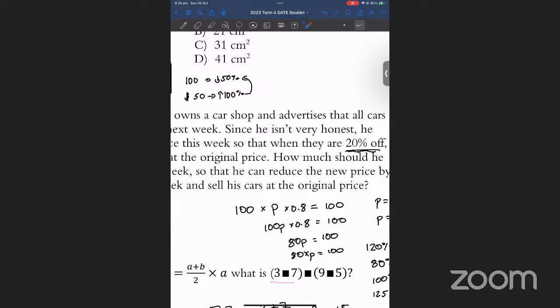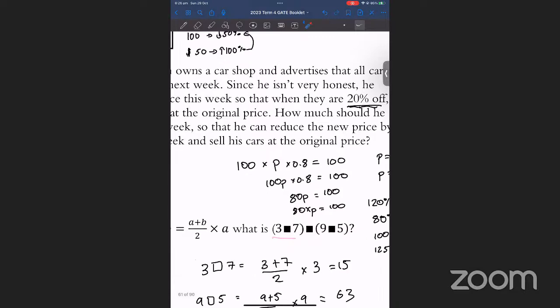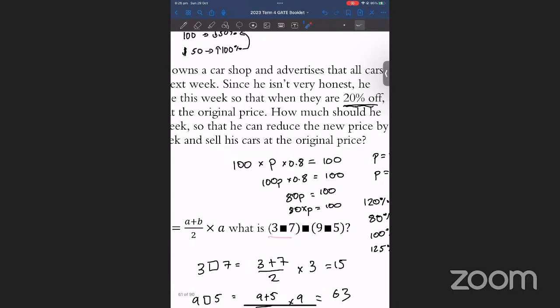80. So that's why it's 0.8. And once you've got this written down, it's as easy as solving it. What's 100 multiplied by P? 100p. All right, 100p multiplied by 0.8 is equal to 100. And what's 100p multiplied by 0.8, Isabel?